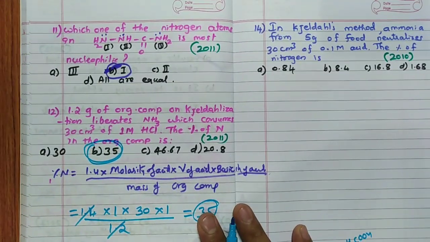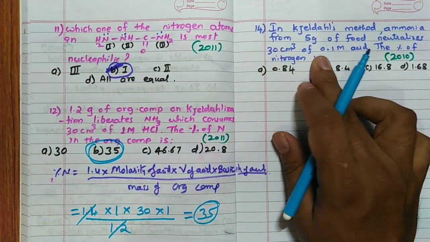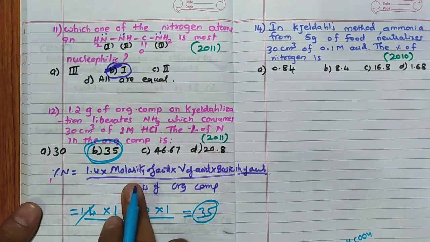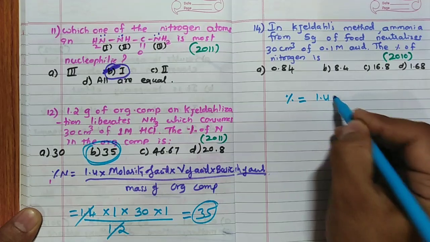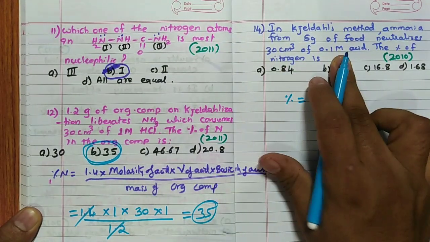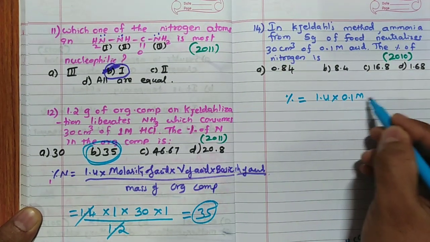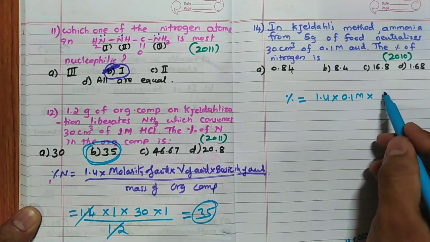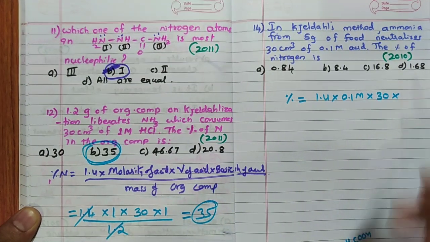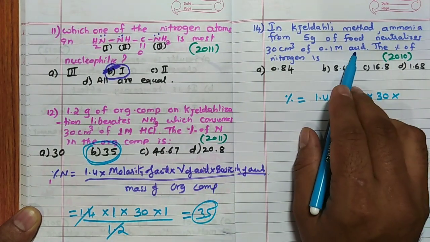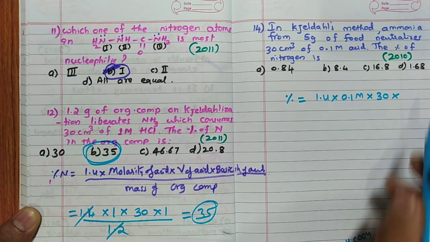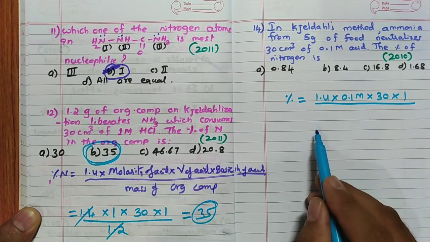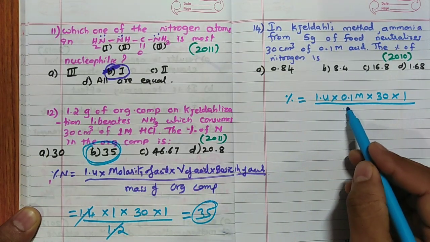The last question in this case, Kjeldahl's method once again. Ammonia from 5 gram of food neutralizes 30 cm3 of 0.1 M acid. The percentage of nitrogen, same formula. I will not write the formula once again. Percentage of nitrogen is equal to 1.4 into molarity of the acid, given as 0.1 M this time. So the volume of the acid is 30. Then the basicity of the acid. Once again, acid basicity is not given, means definitely that is HCl only. So 1 divided by the mass of the organic compound. How much is it?